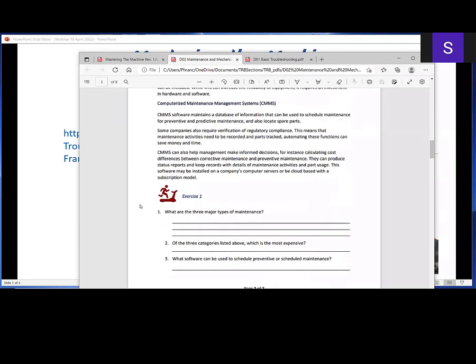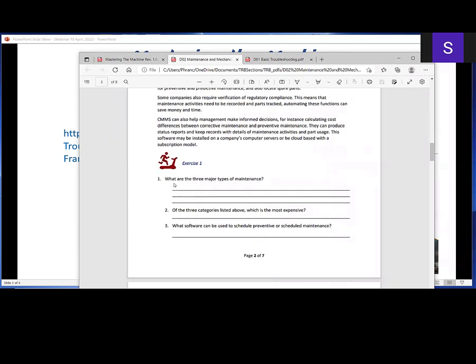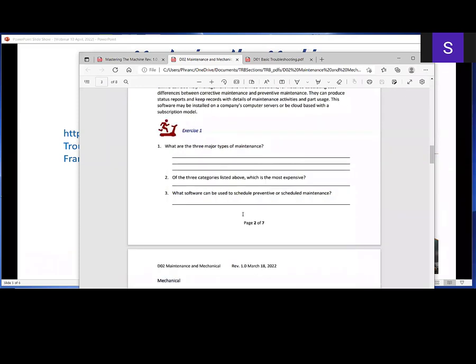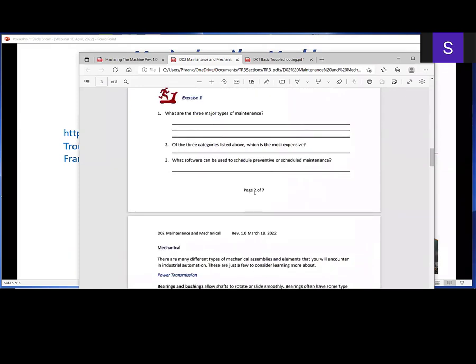Once again, there is a little exercise in here for it in the book. What are the major three types of maintenance, right? I just listed them up there, the three categories. Which is the most expensive? Part of the reason behind this book was that they wanted little quizzes and tests for the maintenance guys to document the fact that they'd been through a course. That was part of the initial reason I wrote this book.